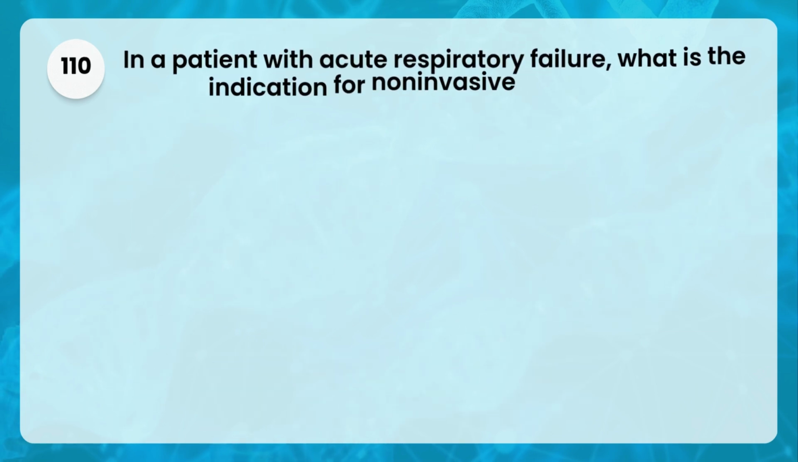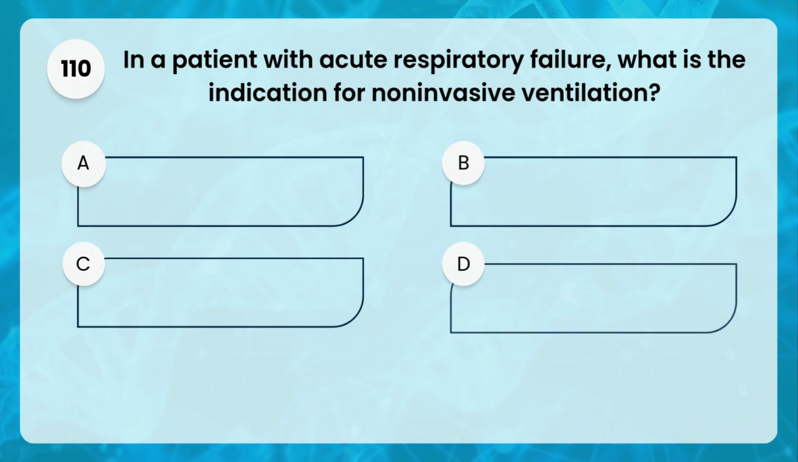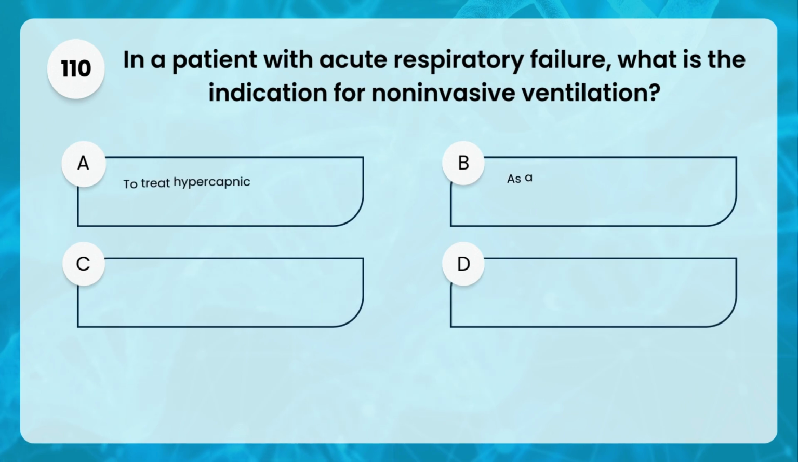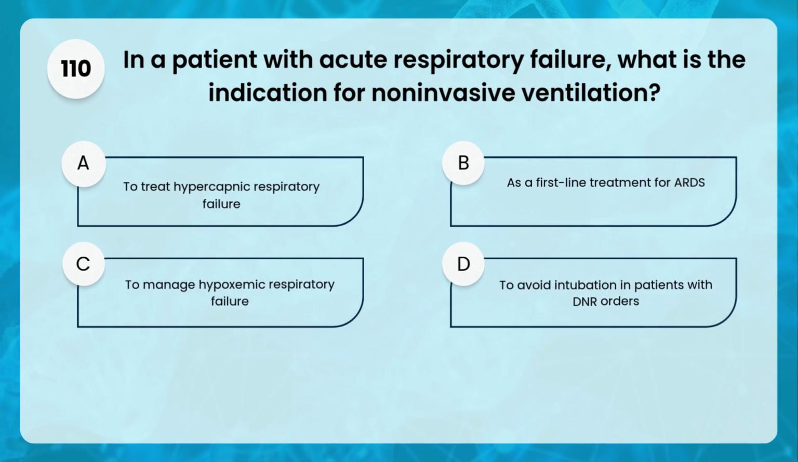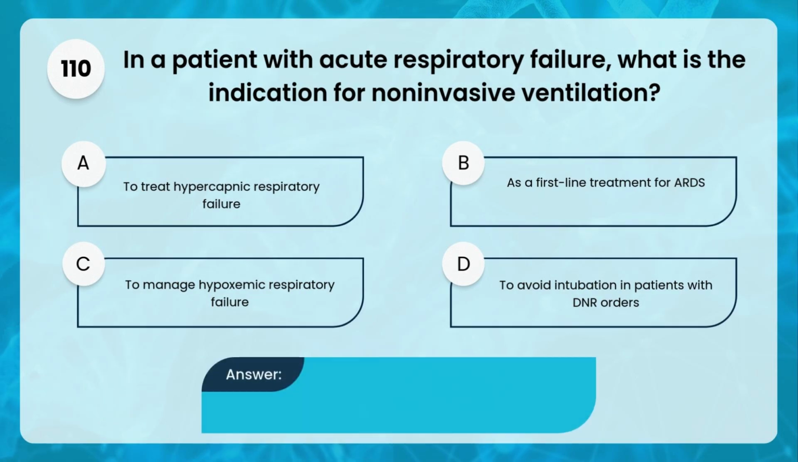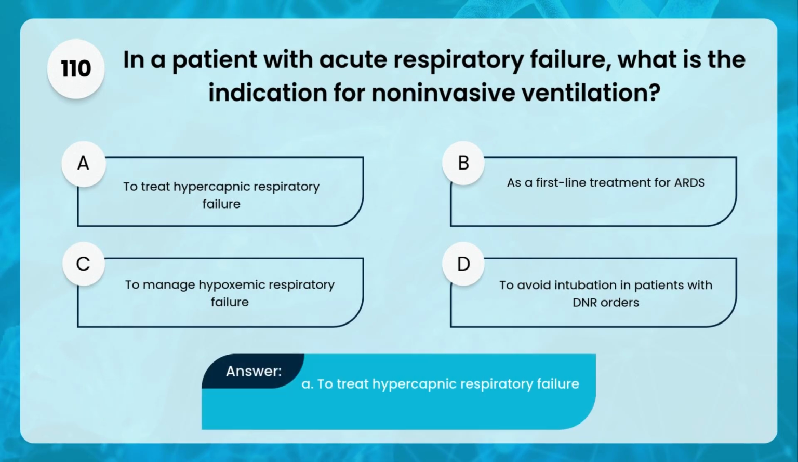110. In a patient with acute respiratory failure, what is the indication for non-invasive ventilation? A. To treat hypercapnic respiratory failure. B. As a first-line treatment for ARDS. C. To manage hypoxemic respiratory failure. Or D. To avoid intubation in patients with DNR orders. The answer is A. To treat hypercapnic respiratory failure.